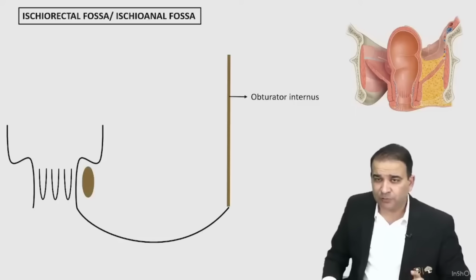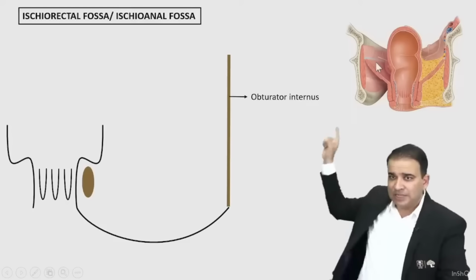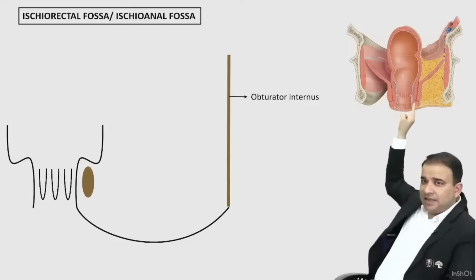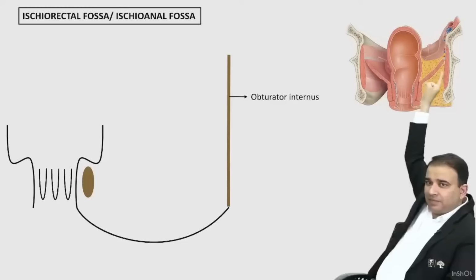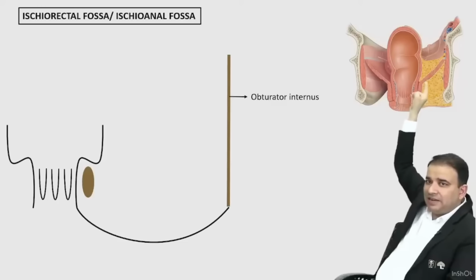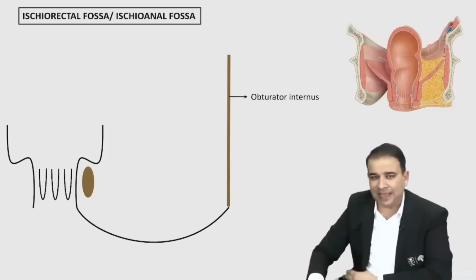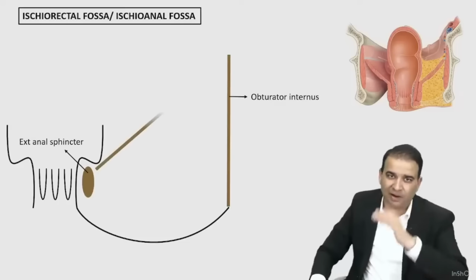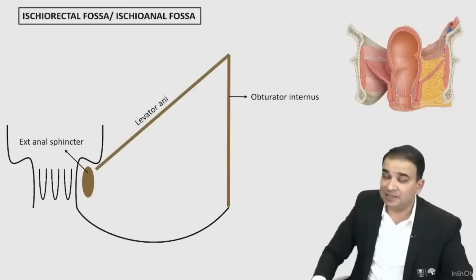The medial wall of the ischiorectal fossa is formed by the sphincter. Look at that image again, guys. Can you see the external anal sphincter there? That's the external anal sphincter. And then look at the pelvic diaphragm, or you can say levator ani. That is the levator ani or pelvic diaphragm. So that's the external anal sphincter, and this obliquely running structure is the levator ani.